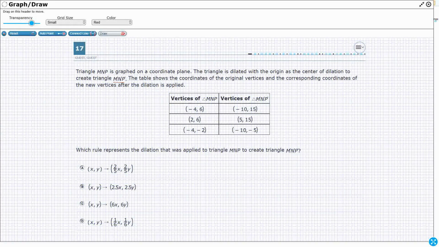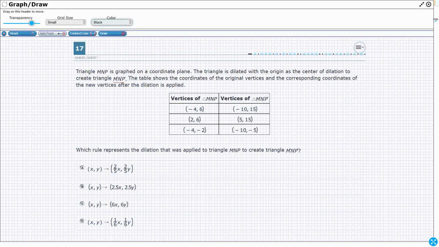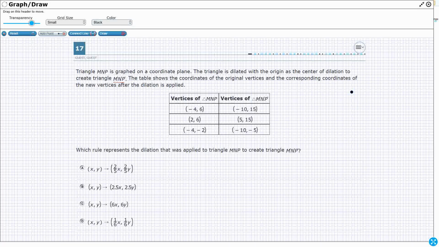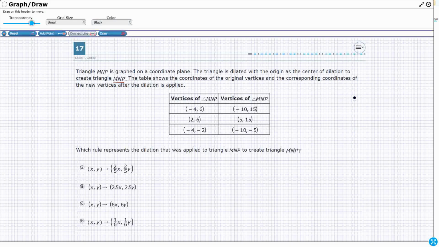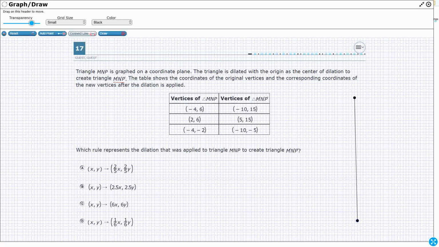So we can create a coordinate plane here if we change the grid size to small. And let's just make a coordinate plane right here. So I'll start it up there. I'll use the connect line feature to get from here, make sure it's straight, and we'll go here. All right, so let's say this is our coordinate plane.